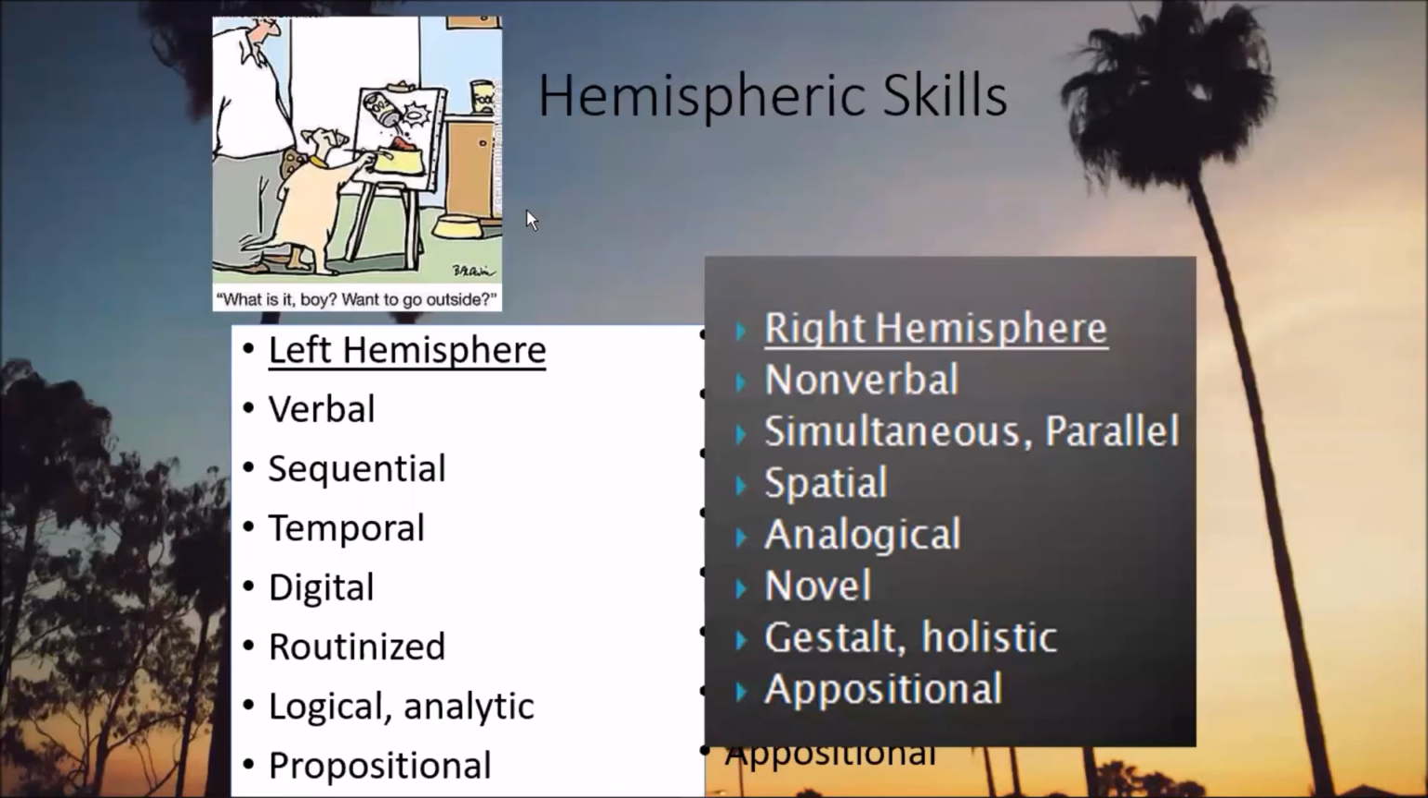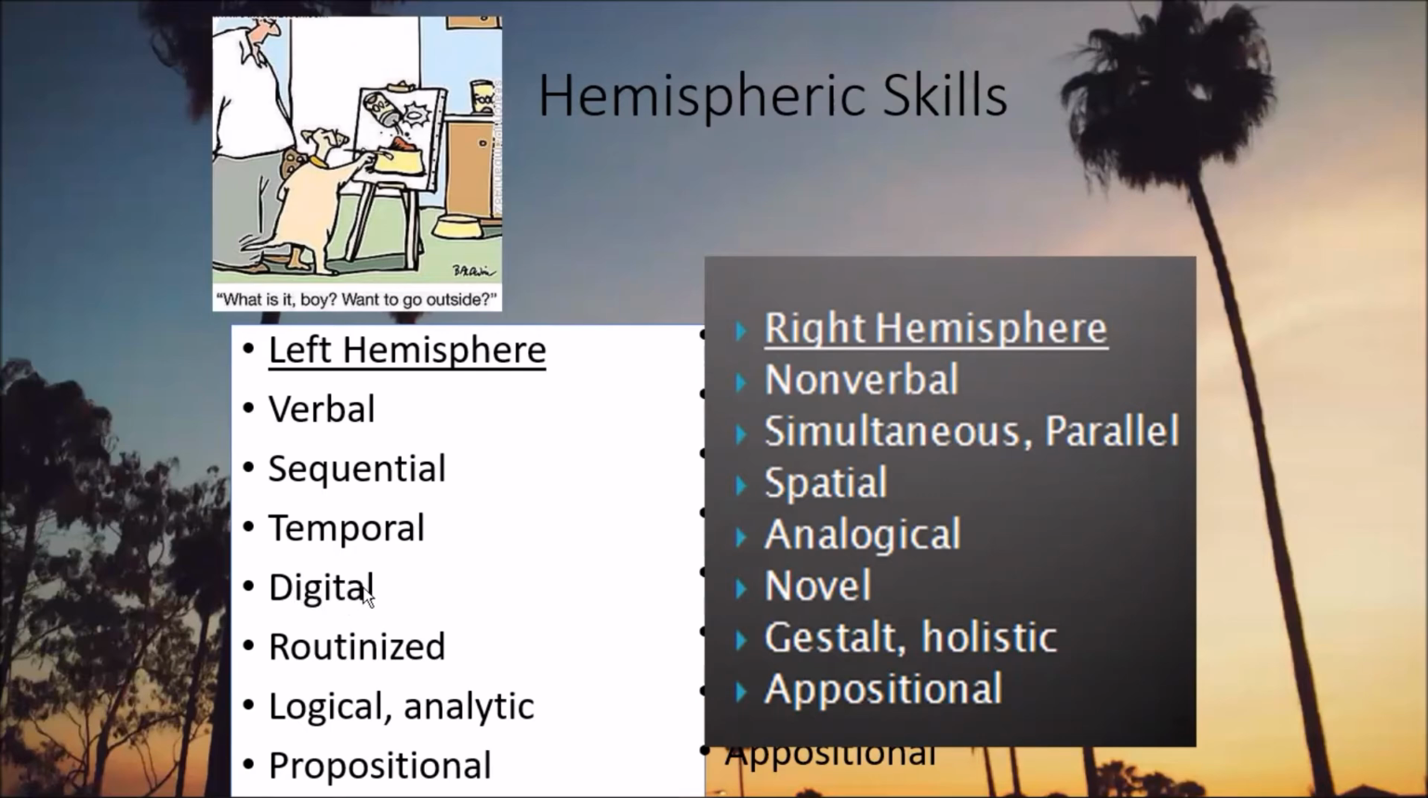Okay, so to divide the hemispheres, this is a summary. The left hemisphere is more verbal, more sequential, more temporal, digital. Maybe I should go back and forth because it's easier. Verbal versus nonverbal. Well, nonverbal is not really a good description; it's just the opposite of verbal. But sequential versus simultaneous or parallel, things being done in parallel. Temporal versus spatial. Think of language, temporal, but visual, spatial.